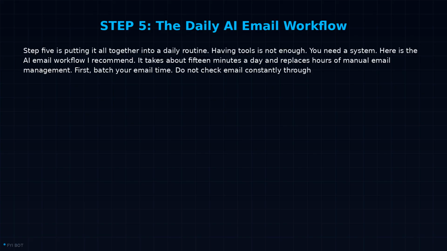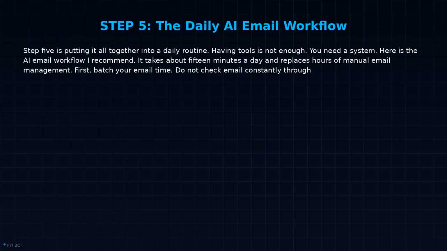Open your inbox. Thanks to your AI sorting from step 1, your main inbox should only contain emails that genuinely need your attention. Everything else is already filed. For each email, use the 2-minute rule. If you can respond in under 2 minutes, do it right now. Use the AI suggested replies from step 3 for quick responses. If an email needs a longer response, use AI to draft it in 30 seconds, review it, and send it. If an email requires action that will take longer, use your automation from step 4 to create a task and get it out of your inbox.